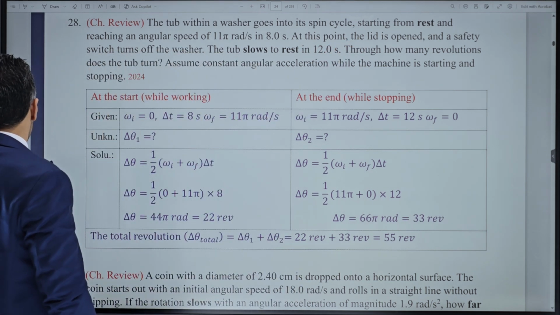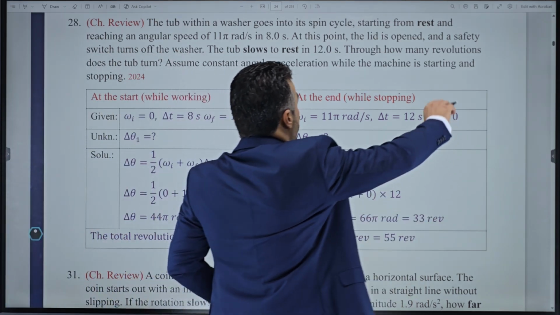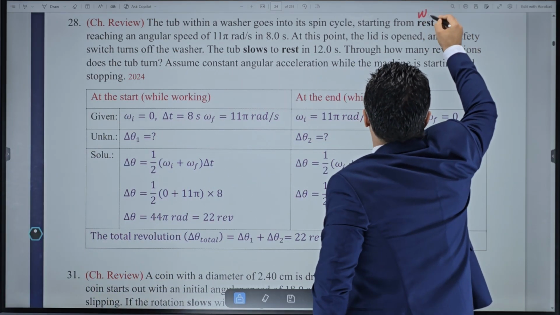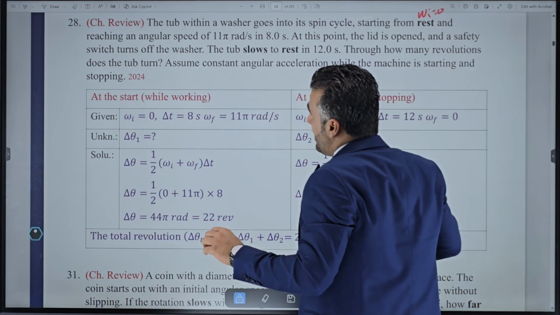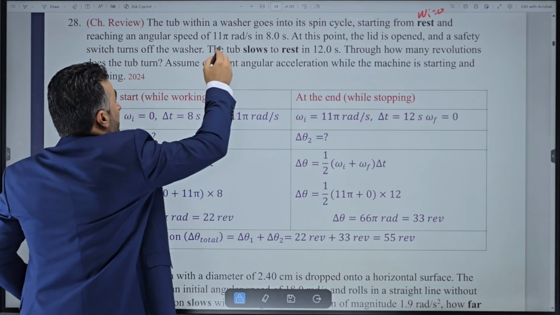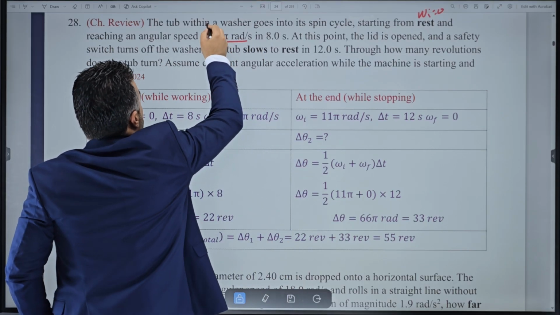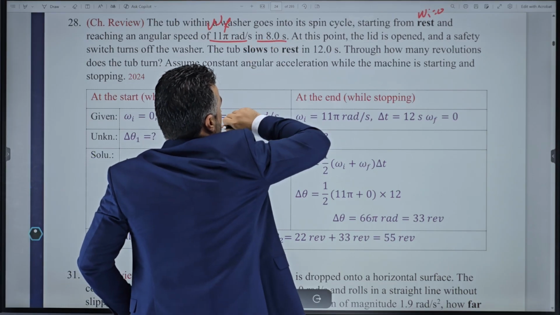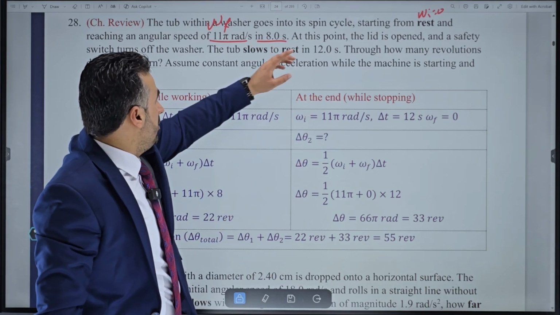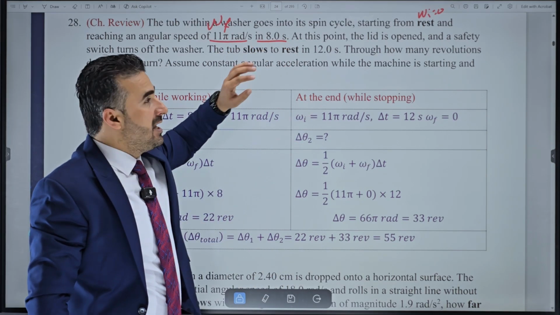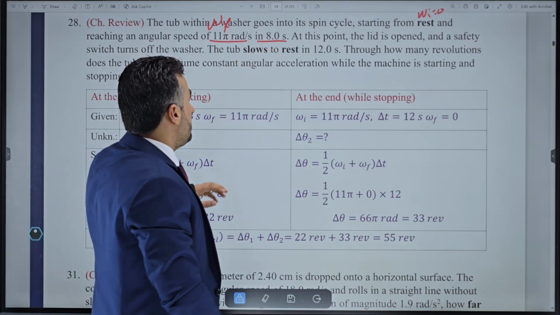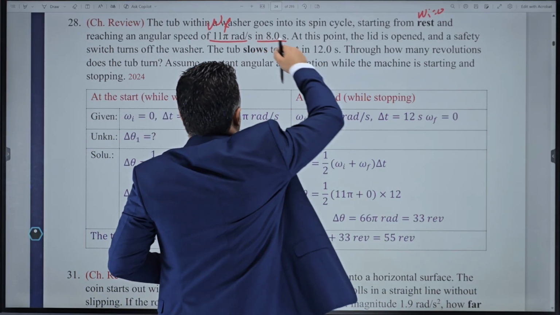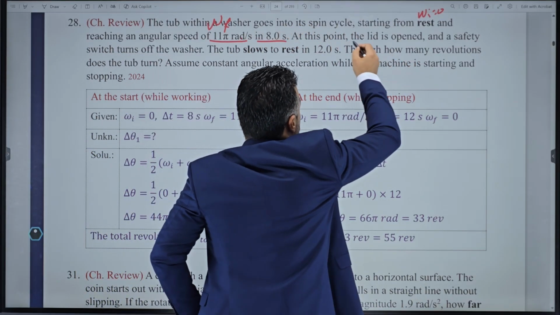I want you to underline these keywords here. Starting from rest, that means omega initial is 0. And then reaching an angular speed of 11 pi radians per second, so we can say this is omega final, in 8 seconds. So initial, final, and delta t here. It says at this point, what does it mean at this point? That means at this speed, it says the lid is open.